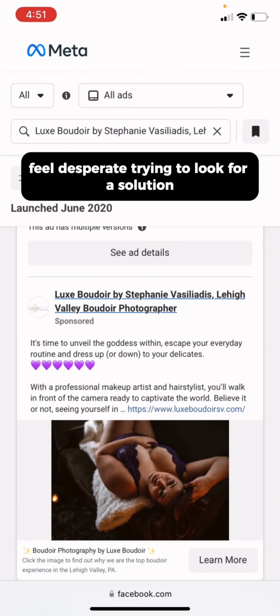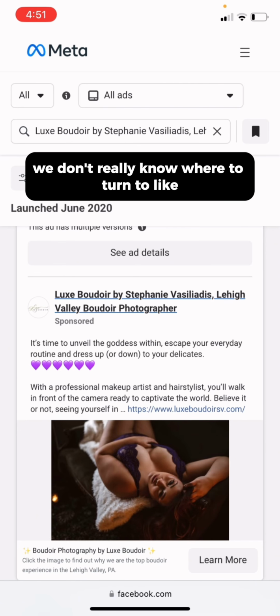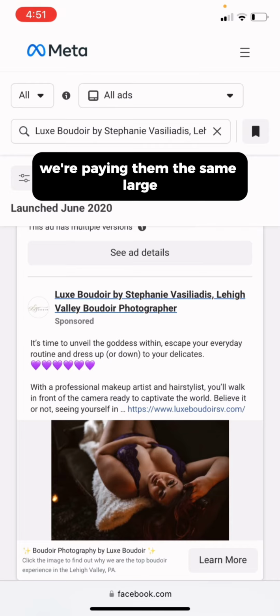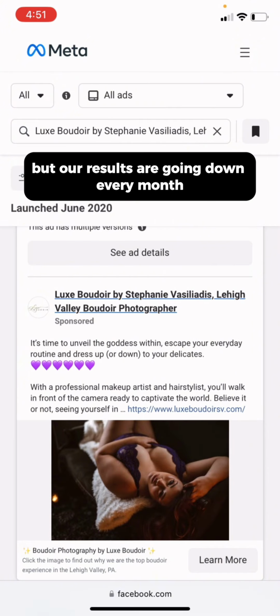It makes us feel desperate, trying to look for a solution, but there's so many variables, we don't really know where to turn to start to find a solution to get our results going back up. Or if we're using an agency, we start getting subconsciously frustrated that we're paying them the same large retainer fee, large amount of money every month, but our results are going down every month.